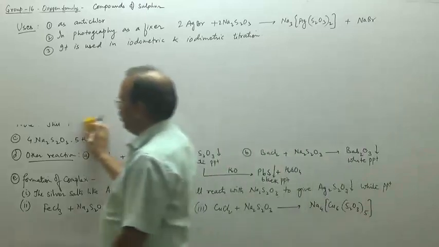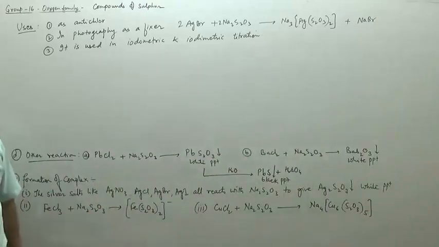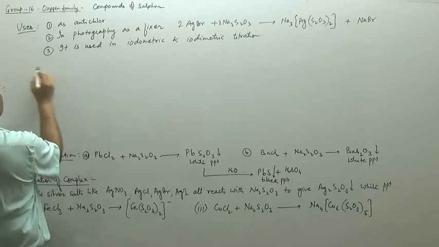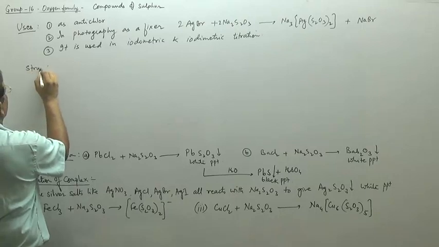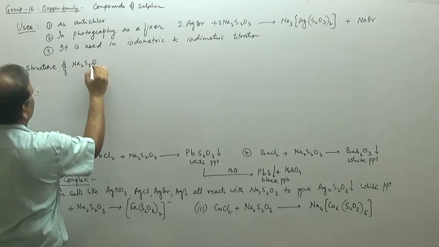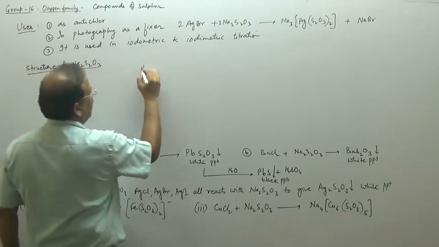So that is about the sodium thiosulfate we required in this part. The maximum part we've discussed about sodium thiosulfate. Now, if we write the structure of sodium thiosulfate, we can write it like this. The structure of Na2S2O3 is like this.